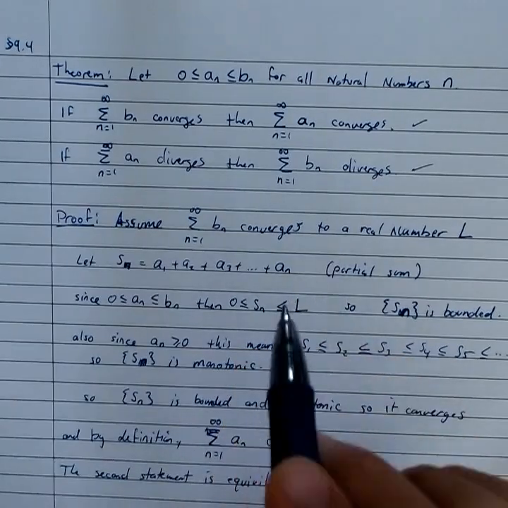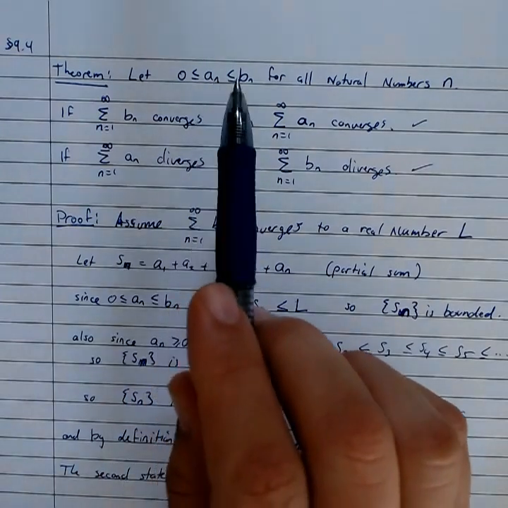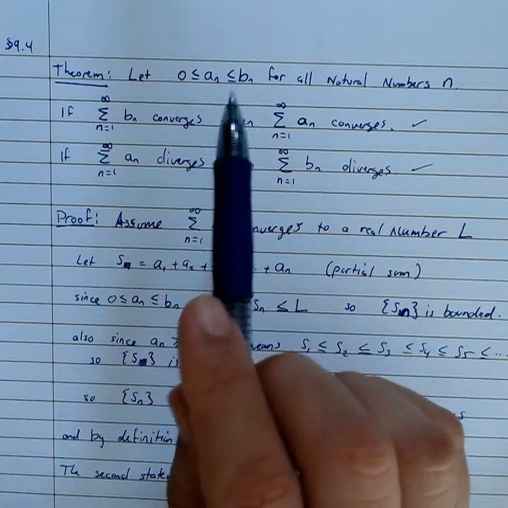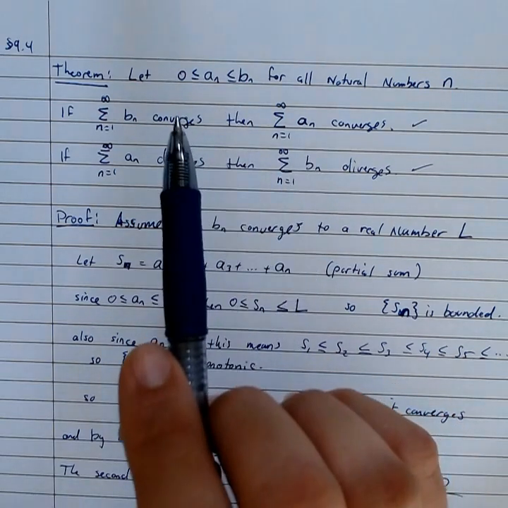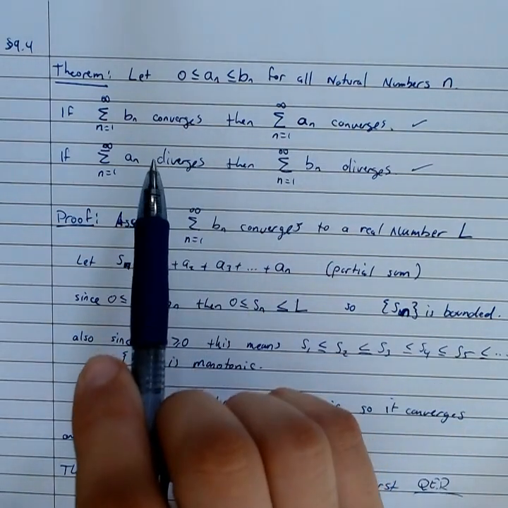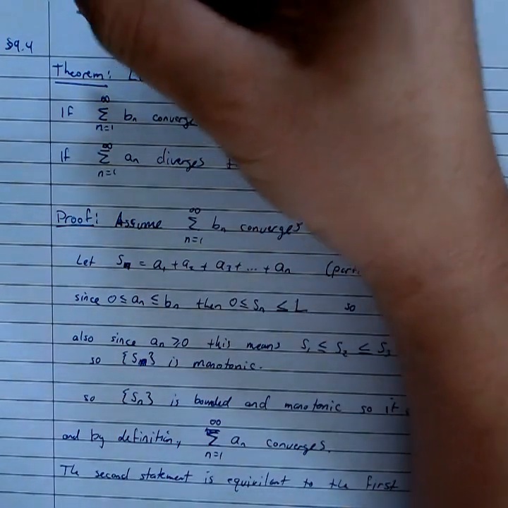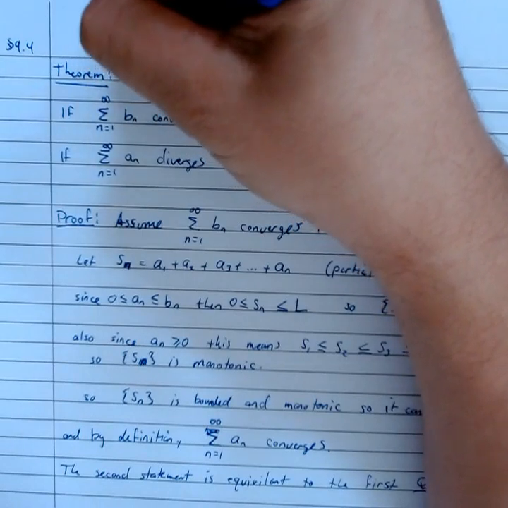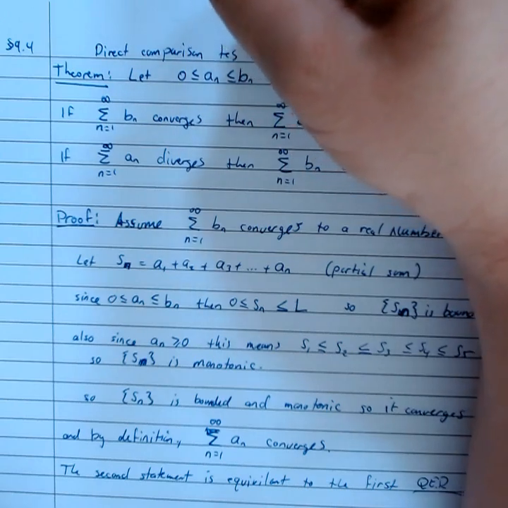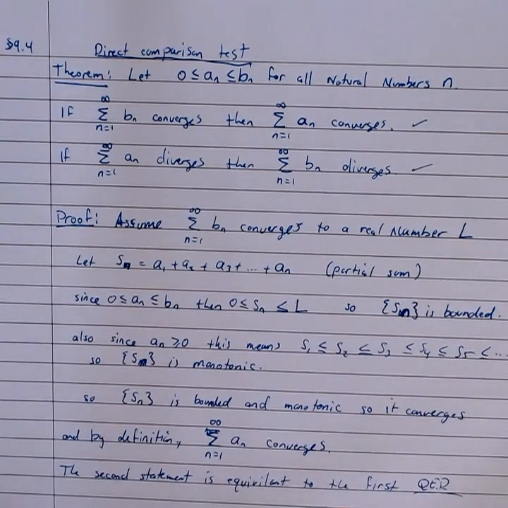So this is called the direct comparison test. The direct comparison test allows you to compare the terms of a series, and if they compare in this form, then you can say one converging forces the other one to converge, or the second one diverging forces the second one to diverge. You have to be careful with that direction though. And let's take a look at some examples of how that's used.